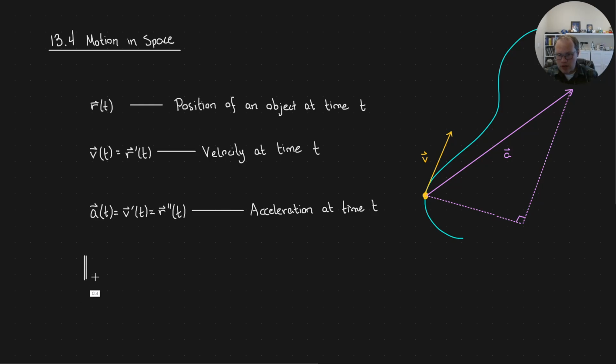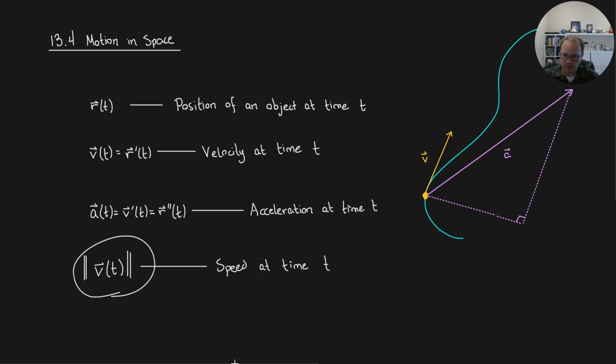And then if we want to focus on just the speed, we could take the norm of the velocity vector. The norm of our velocity is the speed at time t. Again, velocity generally is direction and speed. The magnitude communicates the speed. The direction tells us the direction of motion. But if we want just the speed, then we want just the magnitude of the velocity.